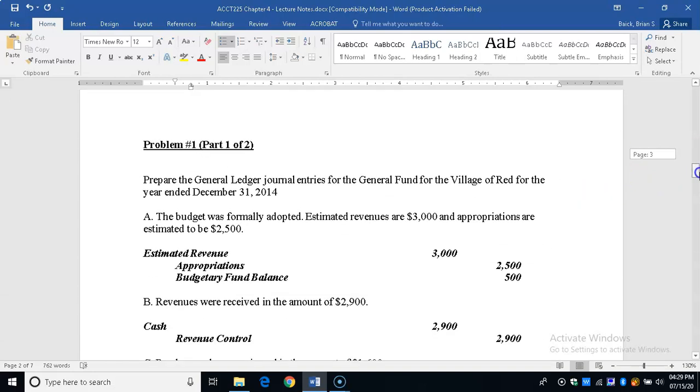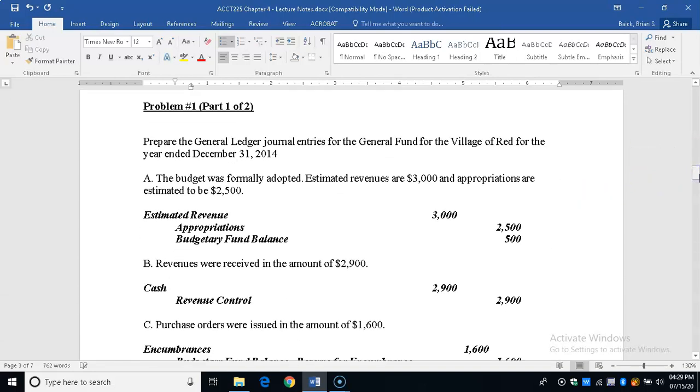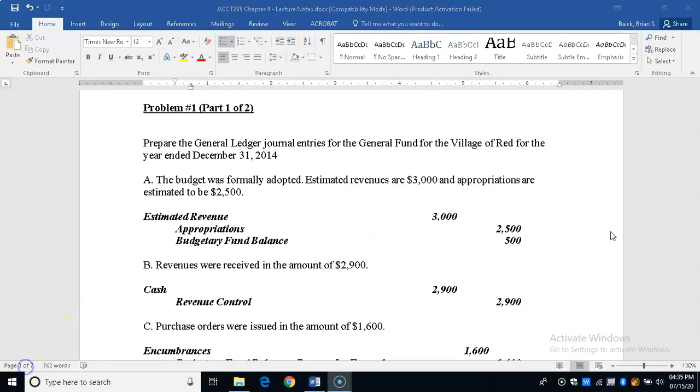Okay, so let's take a look at this problem here. We're going to do the journal entries first, then we're going to make the closing entries, and then we're going to put everything into a worksheet. Let's take a look at this particular example here. Here it says to prepare the general ledger journal entries for the general fund for the Village of Red for the year ended December 31st, 2014.